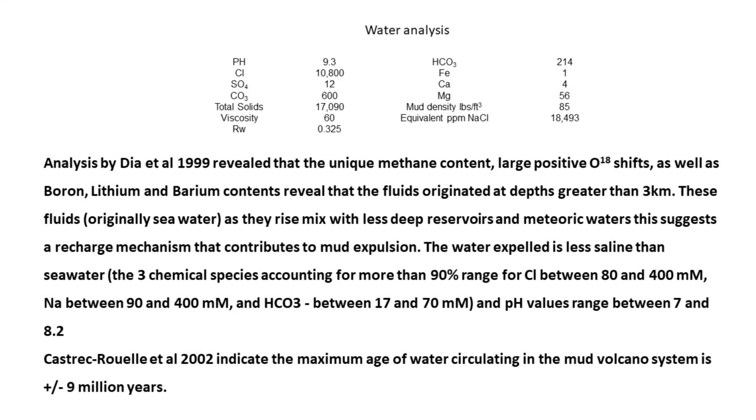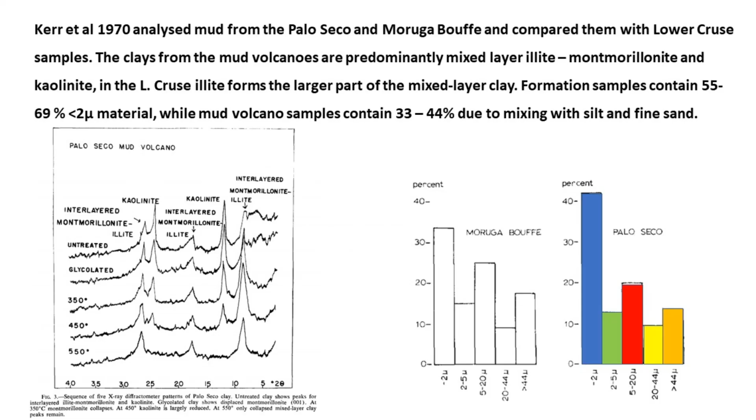These fluids, originally seawater, as they rise, mix with less deep reservoirs and meteoric waters. This suggests a recharge mechanism that contributes to mud expulsion. The water expelled is thus less saline than seawater. Castrec-Rouelle in 2002 indicated the maximum age of water circulating in the mud volcano systems is plus or minus 9 million years. Kerr et al.